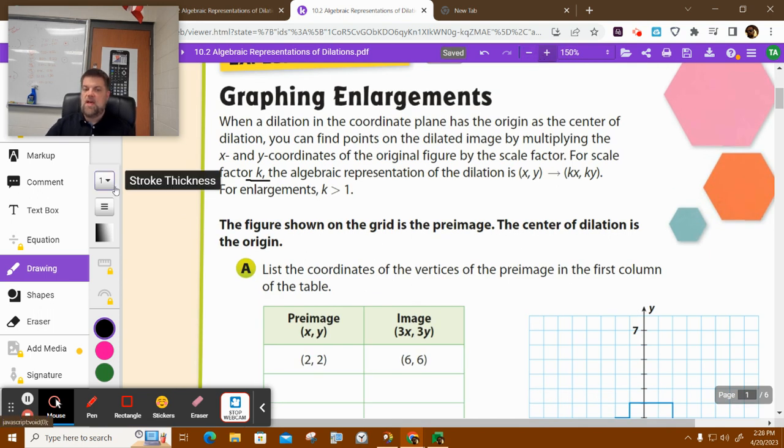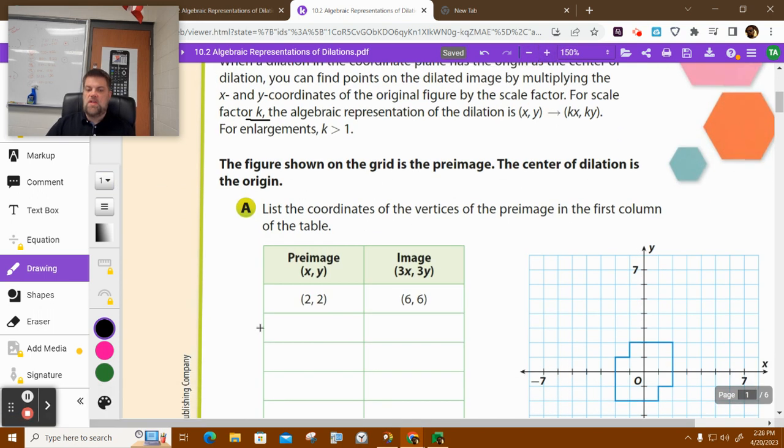Yeah. Okay. So what you're going to do then is just multiply whatever your x comma y is by the scale factor. Okay. And that's for enlargements. So remember, enlargements occur when the scale factor is greater than 1. Your last homework assignment, we kind of did that. But sometimes you divide depending on the information they give you.